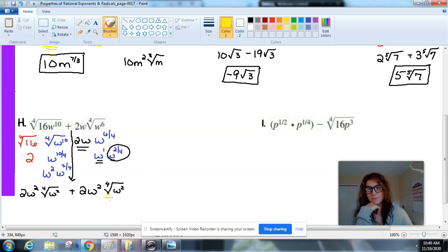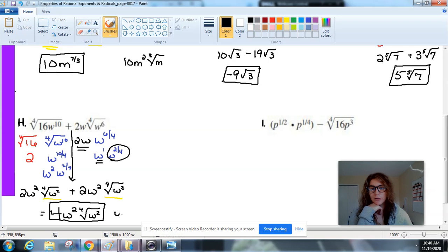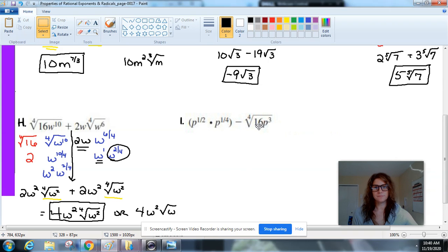Now I can add them because these are identical. So 2w squared plus 2w squared equals 4w squared, 4th root of w squared. Now, this is acceptable. However, since it is only that single w on the inside, you may see that as 4w squared, square root of w, because there was nothing else. I didn't have to worry about another value inside with the radical. I could reduce it.